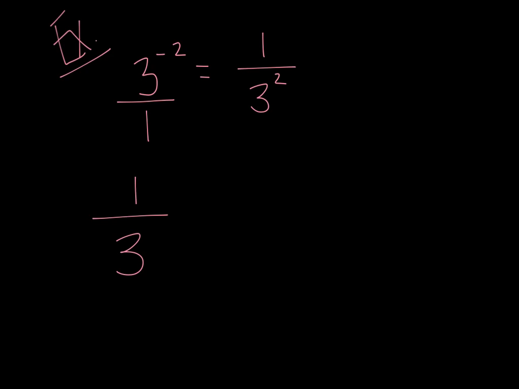So let's look at these answers that we got. When we had 3 to the negative 2, we ended up with 1 over 3 squared. And we can think of this as being 3 over 1. Just like we talked about, our whole numbers can be written as fractions, so I'm going to put it over 1. And when I had 1 over 3 to the negative 2, I ended up with 3 squared over 1.